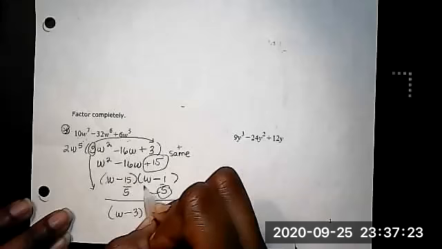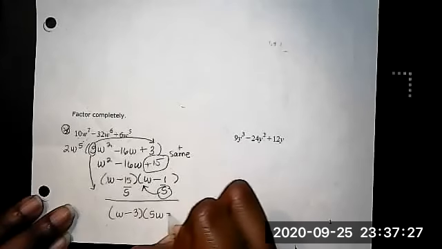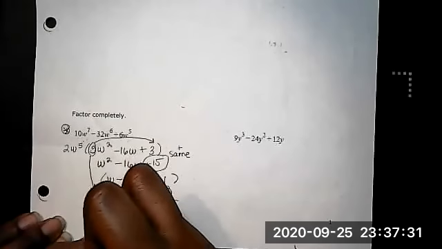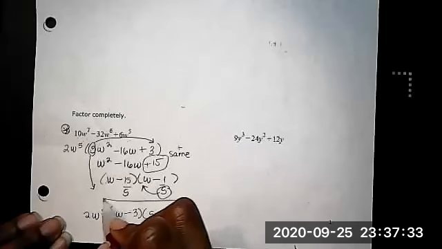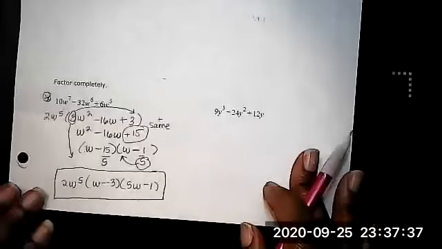This can't simplify. If you can, you need to. If you can't, this becomes 5W minus 1. Please don't forget this 2W to the 5th. That goes on the very outside. This is going to be your answer.